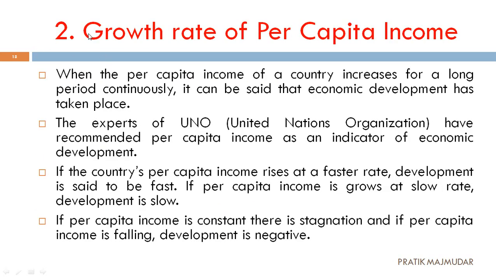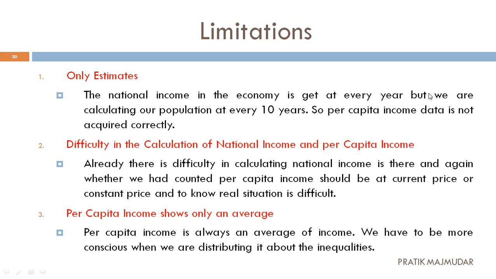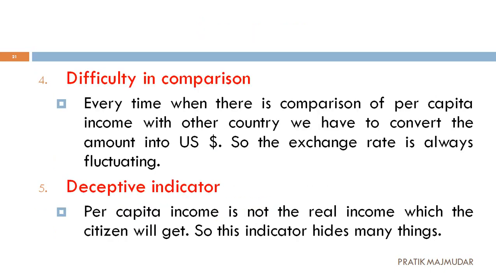Afterwards, we have taken the second indicator. What does it mean? The growth rate of per capita income. We have seen that there is one MCQ which is asked in the examination. We have discussed which experts have given us the recommendation to implement the indicator of per capita income. So they are the United Nations organization. Then understanding the situation of India in per capita income, per capita national income, and we have seen the five different limitations of that. So the next two we will discuss tomorrow.